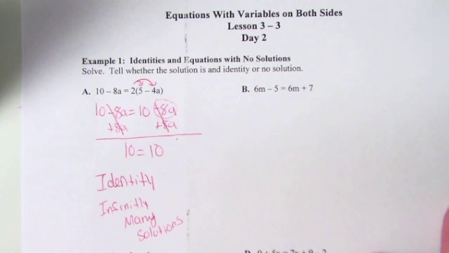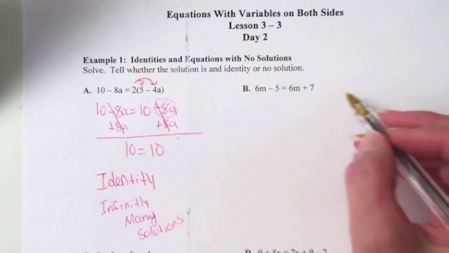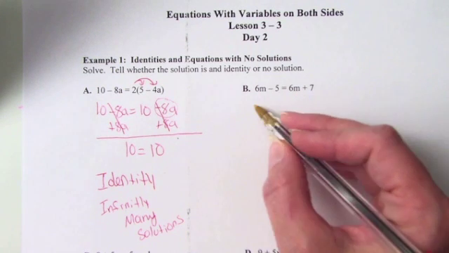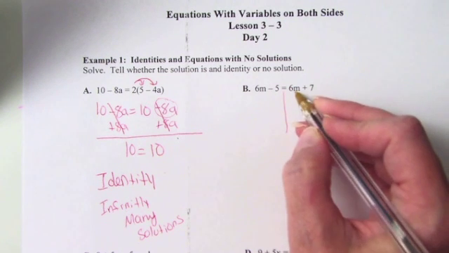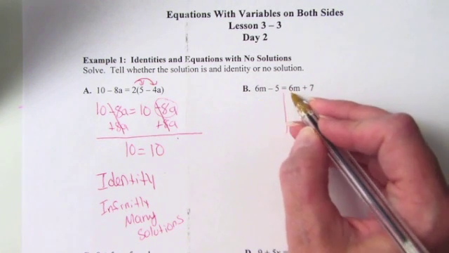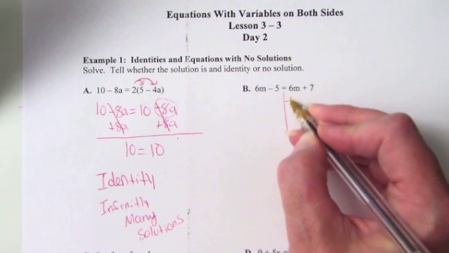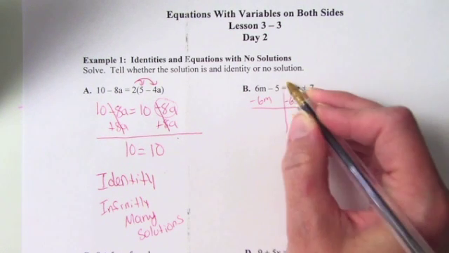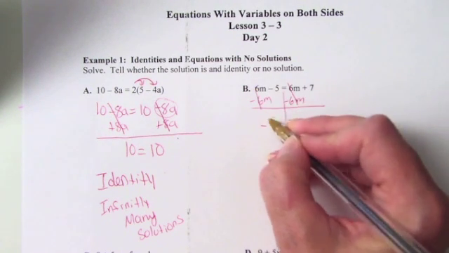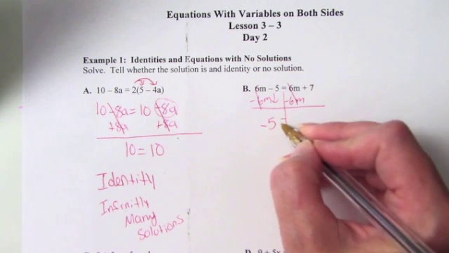All right, so let's look at letter B. Letter B, we need to get the 6 m's on the same side. So let's just pick a side. I'm going to move this over to the left. So it's a positive 6 over here. So when I move it to the other side, we subtract 6m from both sides. When I cancel those out, we get negative 5. Bring down your negative 5 equals 7.